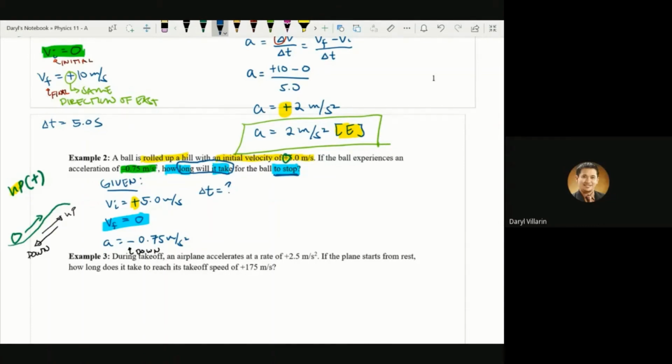So now for our solution, we always start with the equation that we have. We know that by definition, A is VF minus VI over delta t. But I'm solving for delta t.